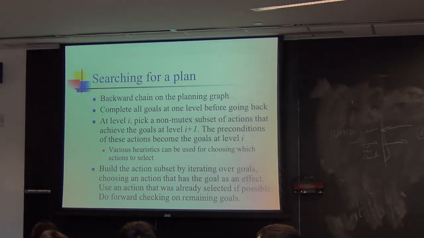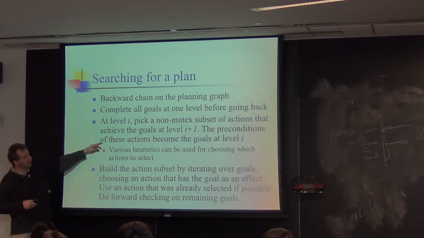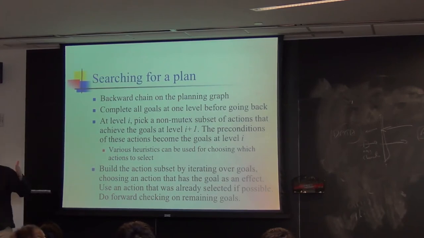All right, so you have your goals that you want to succeed at, and you look at the set of operators that you can do that are not mutex of each other, and those are standard. You can use those. And look back in the plans. The preconditions of these actions become the goals at level i, and you keep walking back until you can get to the initial state. If you can't get to it, then you backtrack and you try a different set.